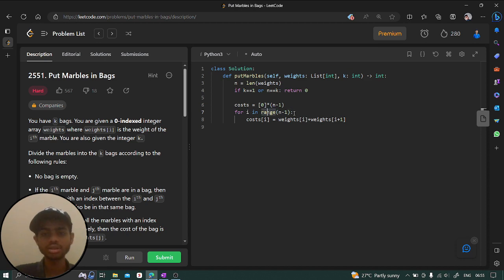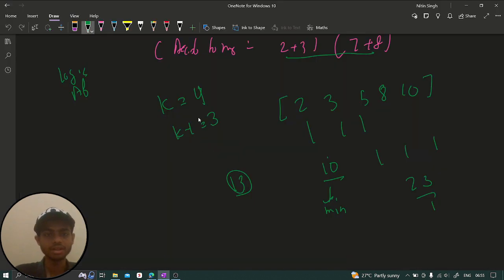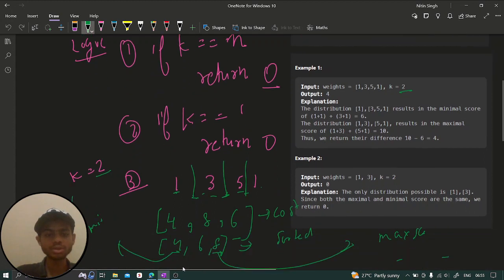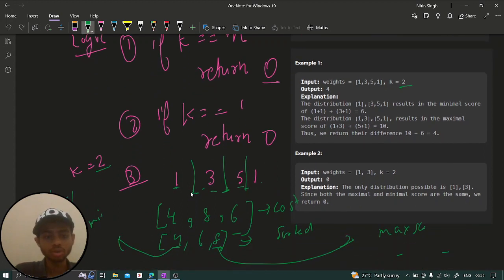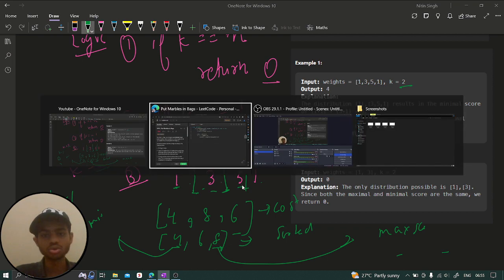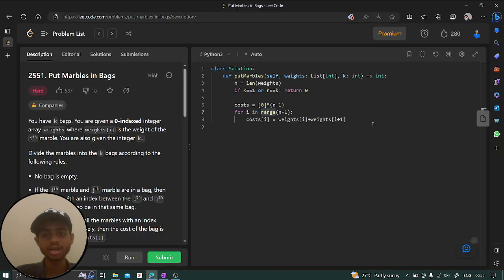If you're not getting this particular thing, you can go back and see how many possible options there were. There were a total of 4 marbles, but the possible places to draw a line were 3 only. This is 1, this is 2, and this is 3. So there will always be n minus 1 possible options to draw a line.